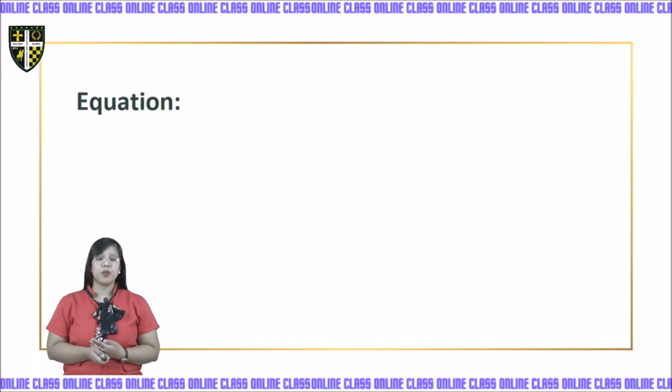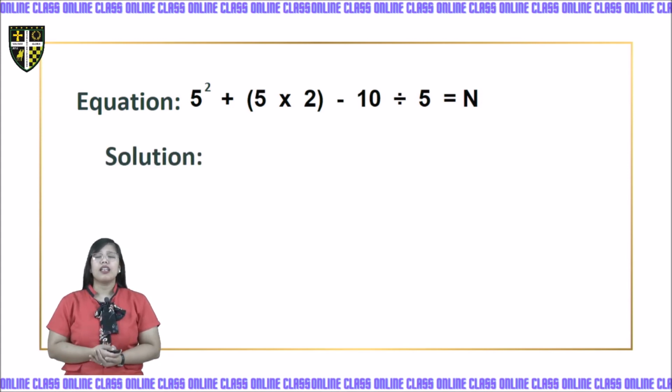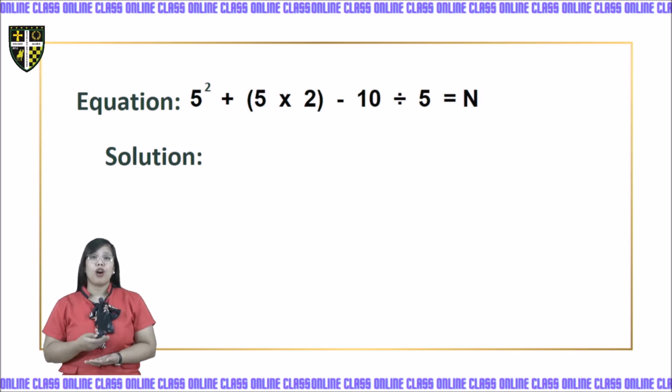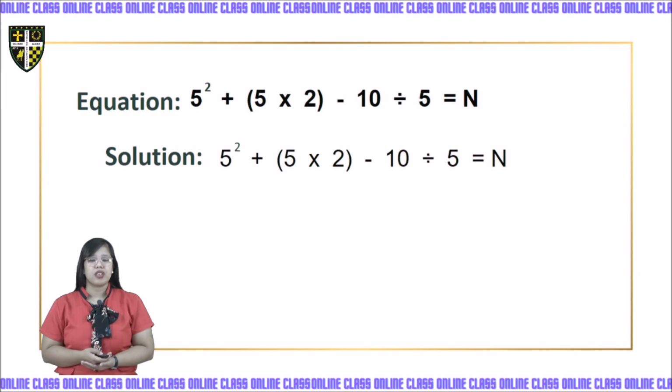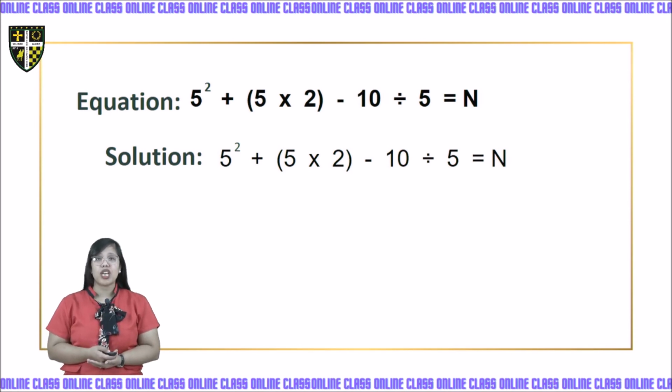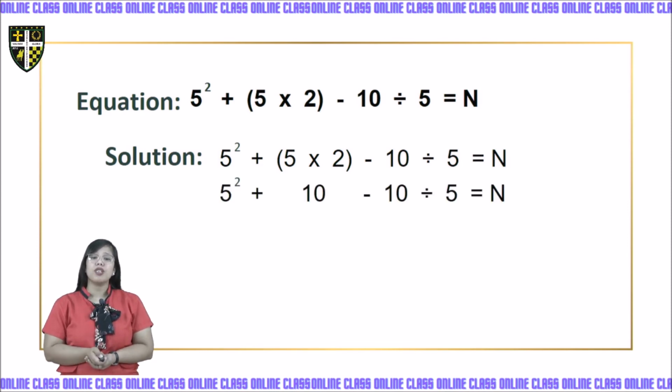So next one we have 5 squared plus the quantity of 5 times 2 minus 10 divided by 5 equals n. Very good. So again, kids, we need to follow the rule of PEMDAS. So we need to do first the operation inside the grouping symbol, which is 5 times 2. So 5 times 2 is 10. Very good. So 5 squared plus 10 minus 10 divided by 5 equals n.